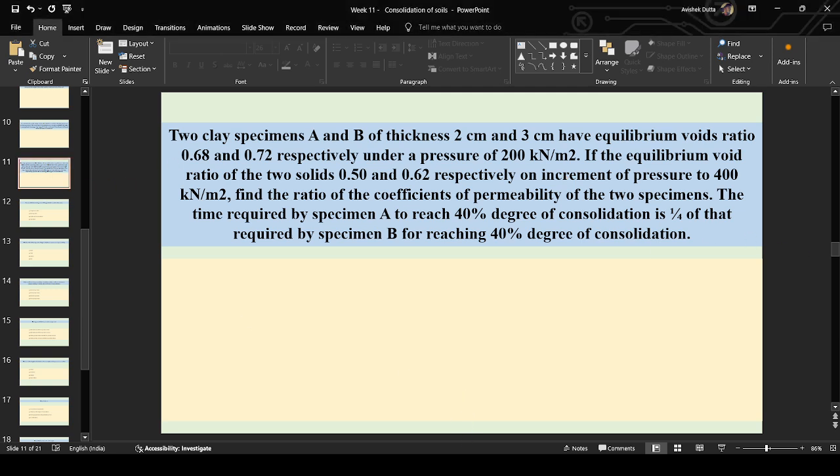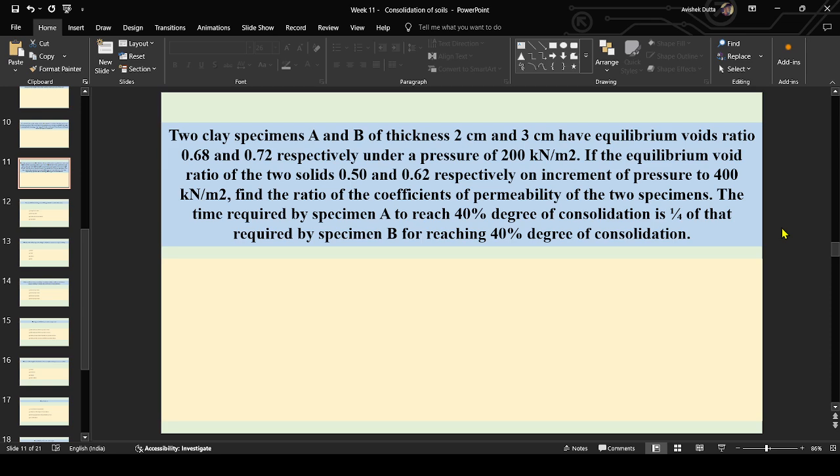Two clay specimens A and B of thickness 2 centimeter and 3 centimeter have equilibrium void ratio 0.68 and 0.72 respectively under a pressure of 200 kilonewton per meter square. If the equilibrium void ratio, that is, you can consider that at that particular time when the sample is in equilibrium.